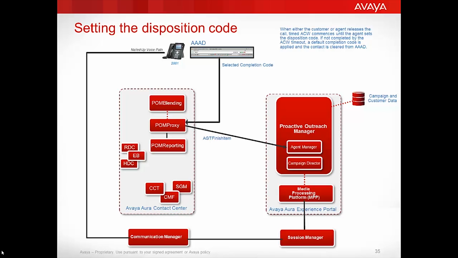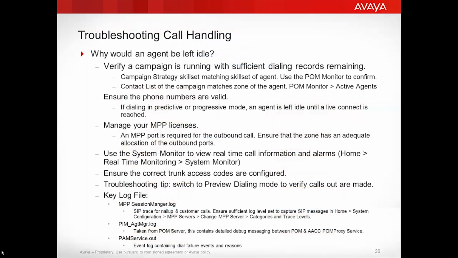So why would an agent be left idle? Well, we need to verify that a campaign is running with a sufficient number of dialing records remaining. The campaign strategy skill set must match the skill set of the agent. Use the POM monitor to confirm what skill set the agent is on and verify that with what's assigned to our agent.